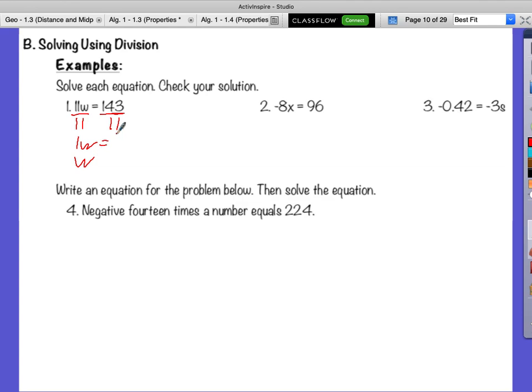So, 143 over 11. Do we know that off the top of our head? Maybe not. Let's go off to the side and do that work. So 143 divided by 11. I want you guys to write this with me. Everything I write up here, I want you to write down there.